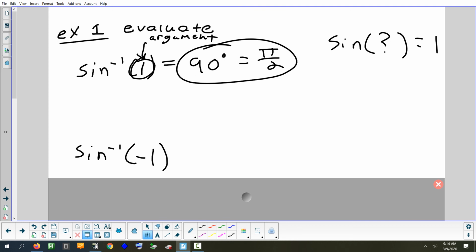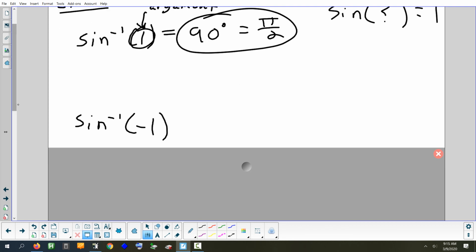All right, let's try this one. Inverse sine of negative 1. Okay, so now you just go down the sine column until you find negative 1. And then read back the angle that's in that row. 270. Negative 90, yes. Why would you say negative 90 and not 270?